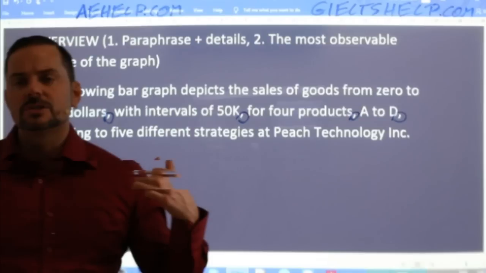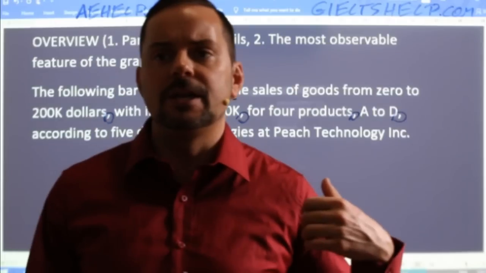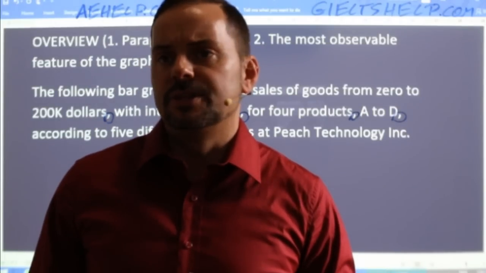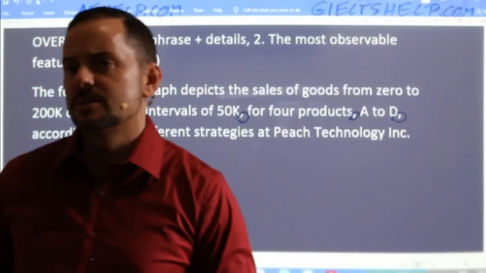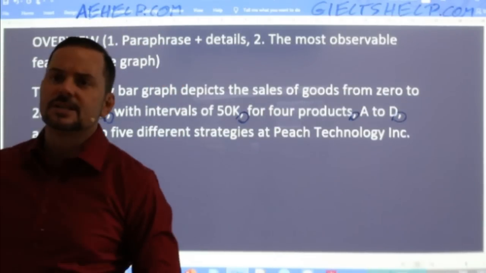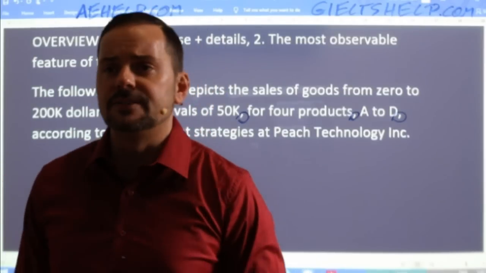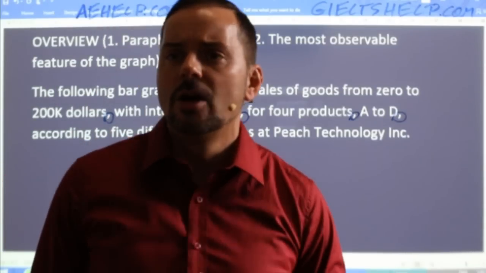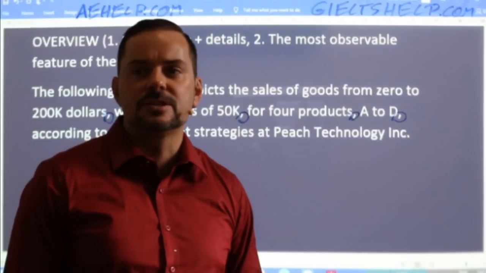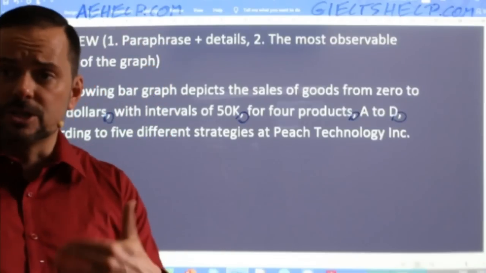Any questions about this first step here of the paraphrase with the details? Any questions about this sentence, members, before we go to the next part? Preeti says, the bar graph illustrates five different sales strategies for four products, A to D, at Peach Technology, Inc. Also, Y-axis depicts 0 to 200,000 sales of goods with $50,000 intervals, Preeti. You might as well finish that.